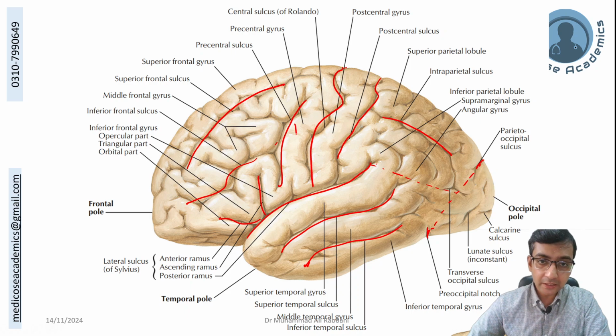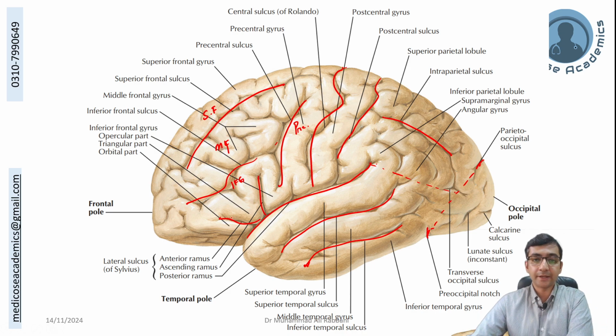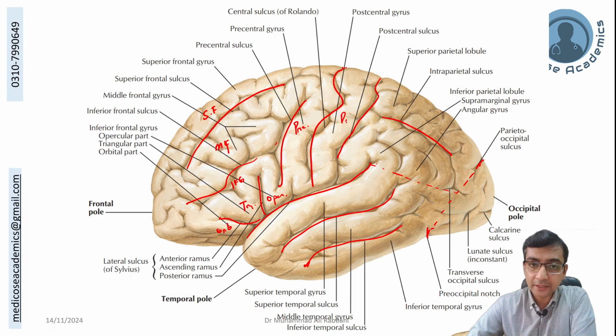There is the pre-central gyrus, there is the superior frontal gyrus, there is the middle frontal gyrus between the superior and middle, and the inferior frontal gyrus between the inferior and lateral. And it is further divided into the orbital part, triangular part, and opercular part. And then behind it there is the post-central sulcus.